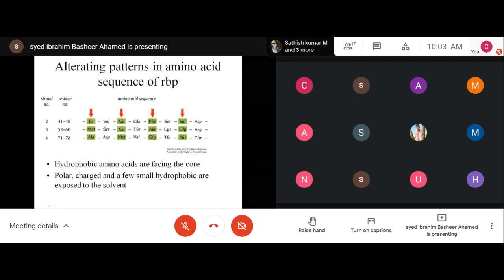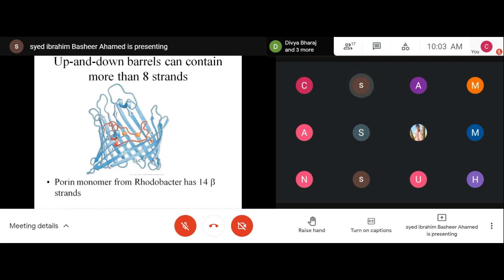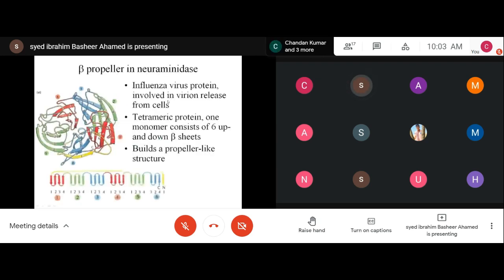Here you can see the sequence pattern of a retinol binding protein. This is a monomer from Rhodobacter, which has 14 beta strands. Again, this is an example of up and down barrels, which contain more than 8 strands.